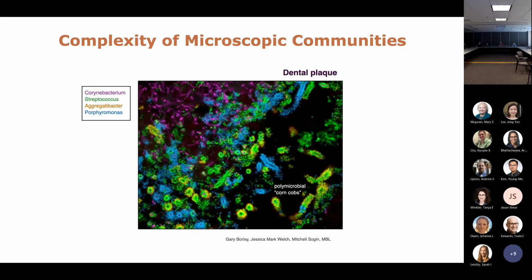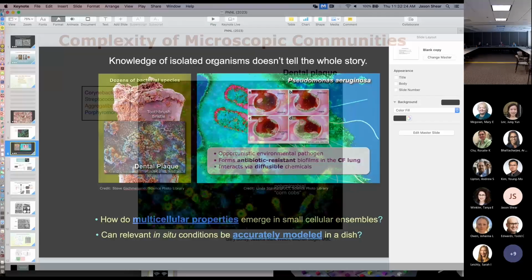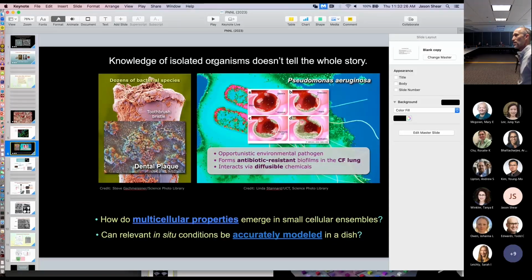But they can create these very complex structures. So there are some polymicrobial structures, called corncob structures, where you have filaments of one type of bacteria that get coated with other sorts of bacteria, and they function synergistically. And how they arrange themselves is absolutely key to their behavior. All right, so here's more of dental plaque.